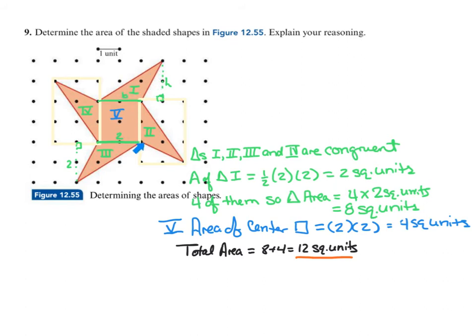If you notice here, this has a base of 2 and a height of 2. This one has a base of 2 and a height of 2. And this one has a base of 2 and a height of 2. So since they all have a base of 2 and height of 2, they're all going to have an area of 2 square units. So I can just say 4 times 2 square units means the area of all of those triangles together is 8 square units. Then I find the area of the square in the middle, which is 4 square units. We could actually just count them, or you could calculate it by being a 2 by 2 square. This gives us a total area of 12 square units for this star-shaped figure.